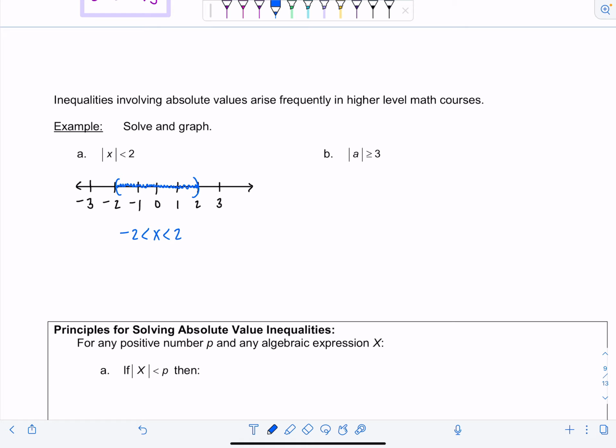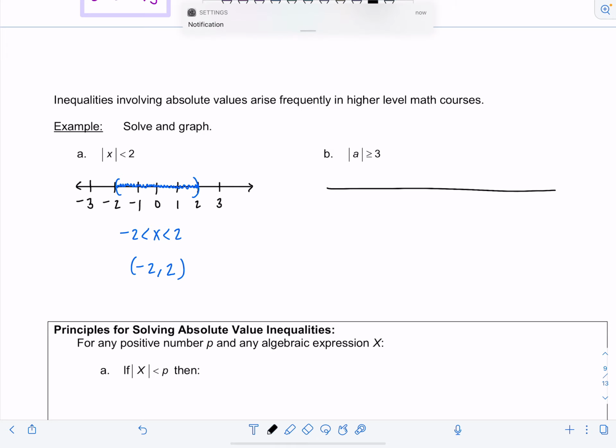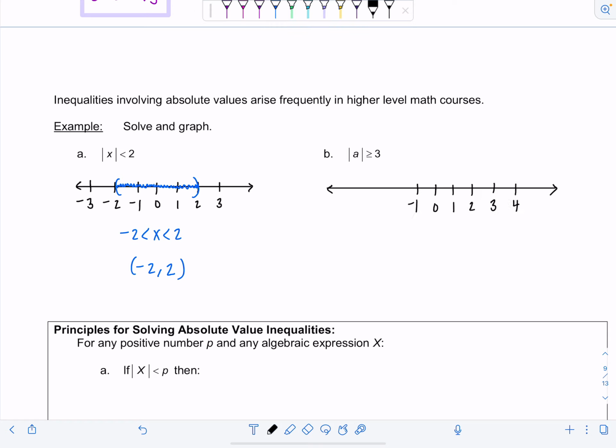Good. In interval notation, it would be -2, 2. What if the inequality was facing the other way? So look at example B. We have the absolute value of A is greater than or equal to 3. So let's see here what's going on. Here's 0, 1, 2, 3, 4, -1, -2, -3, -4.